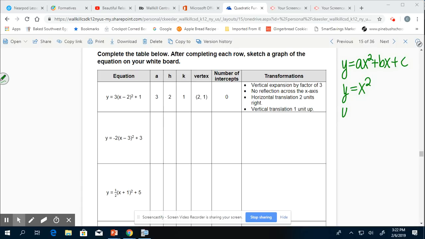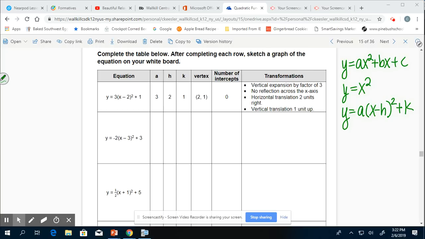Our vertex form is y equals a times (x minus h) all squared plus k. And you looked at this a little bit yesterday. From yesterday's lesson, you saw that the a makes the function either stretch or compress. It stretches if a is greater than 1. It compresses if a is between 0 and 1. We know that the h is a horizontal shift. We know that the k is a vertical shift or translation.